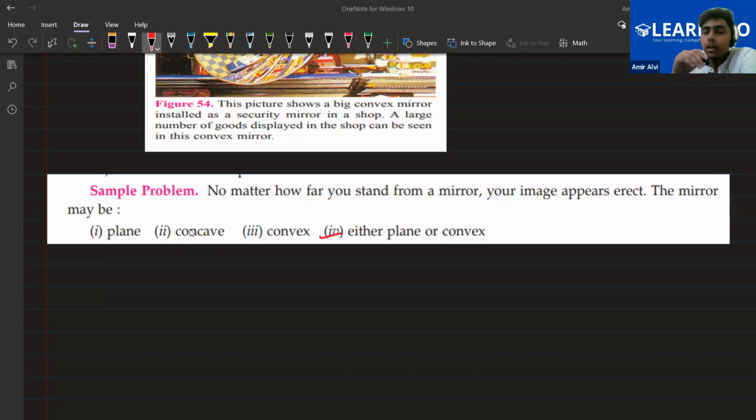So that's why I was saying, try to be a little more attentive while solving these kinds of questions, because they trick you. It's already said that however far you stand from a mirror, your appearance should be a virtual and erect image, right? So the mirror may be either plane or convex, right? Let me take some more questions as well.